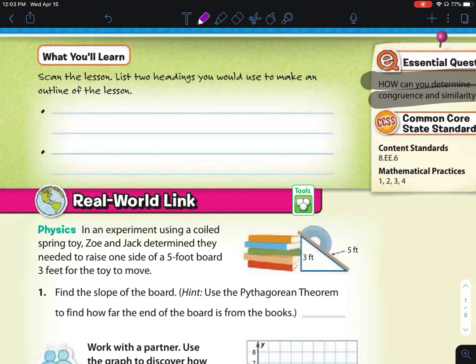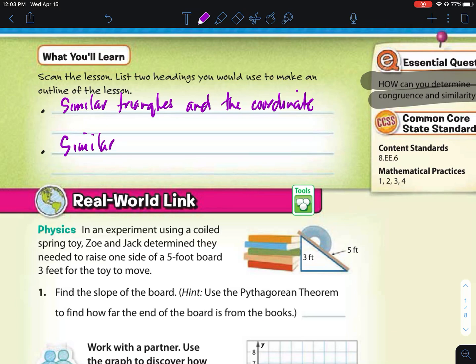So this is similar triangles and the coordinate plane. And the second objective will require us to understand how similar triangles are related to your slope.